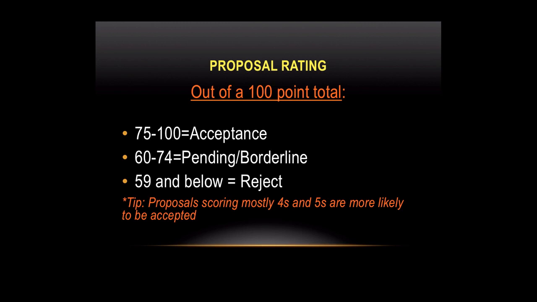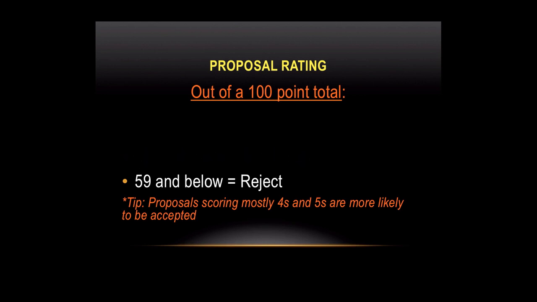So again, your proposal will be out of 100 points total. To be accepted, you want 75 to 100. 60 to 74 is pending or borderline, and 59 and below would be rejected. Here you want to aim at having a proposal that is scoring mostly 4s and 5s.